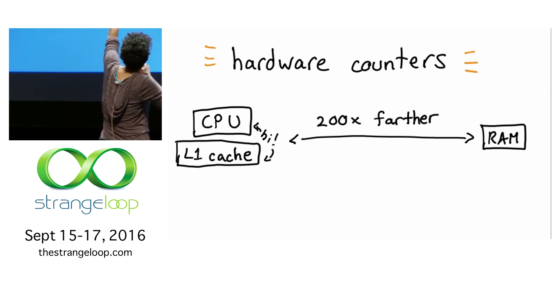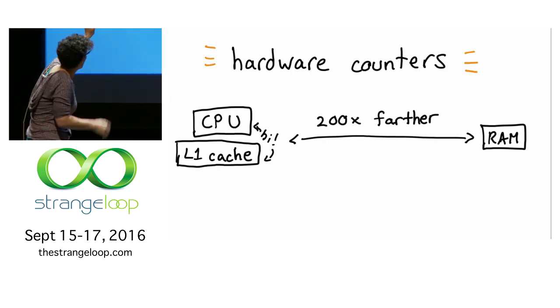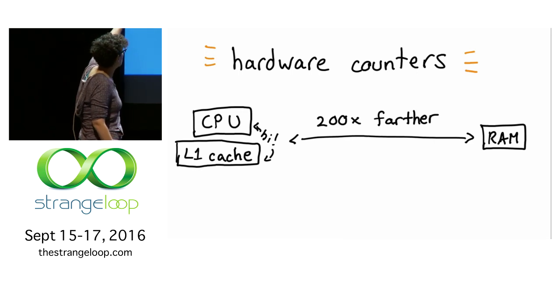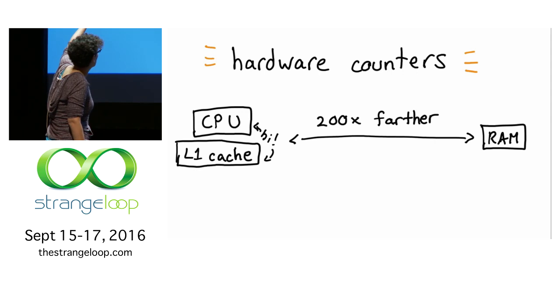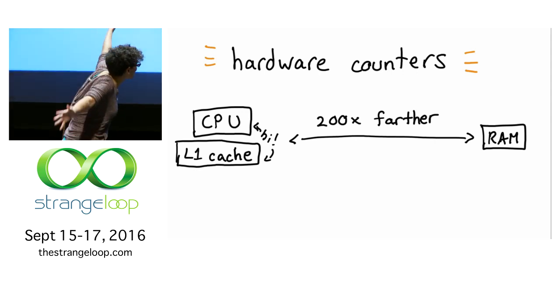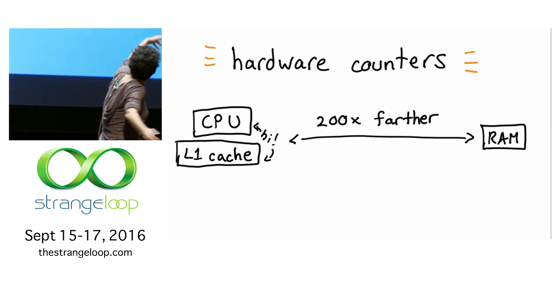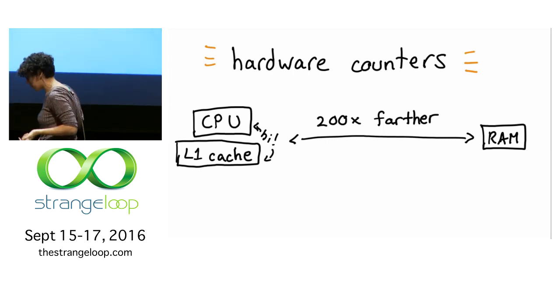OK, so your CPU is right next to a cache called the L1 cache, which is extremely close to it. And it takes about like 0.5 nanoseconds to get something from the L1 cache. It takes like 200 times longer, just like this eon of time, to get to RAM. And if you're working on a program that's really performance sensitive, you actually care about this.